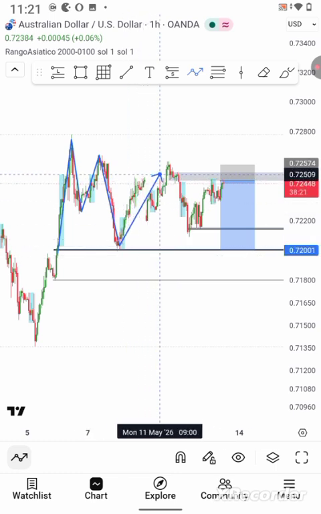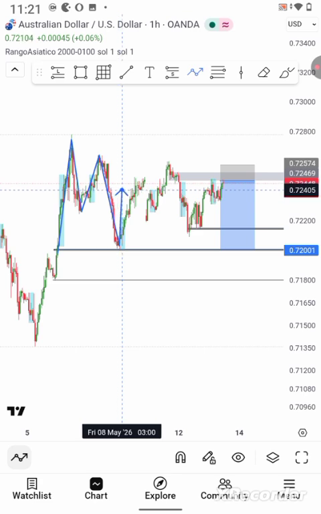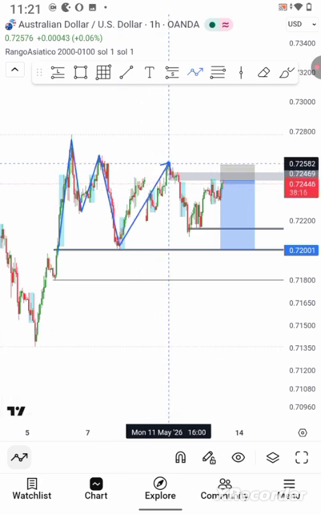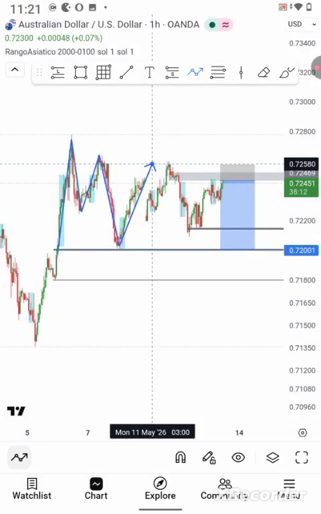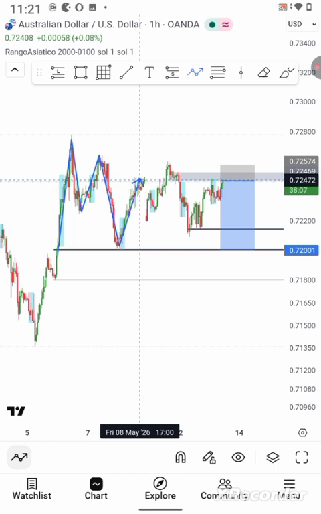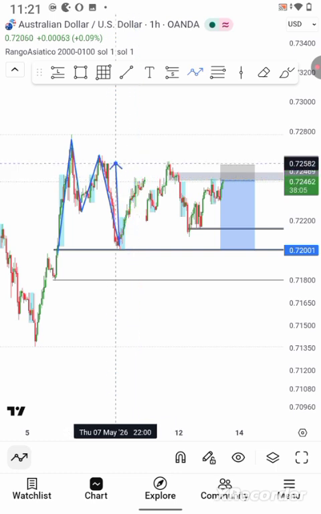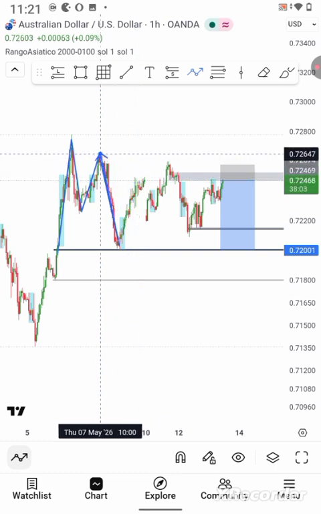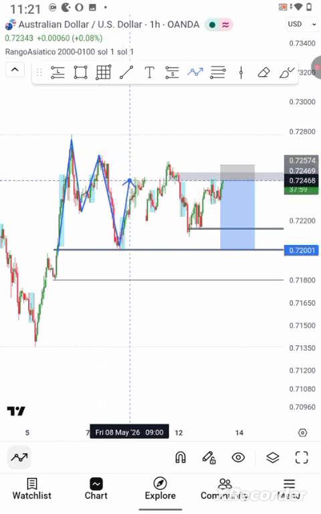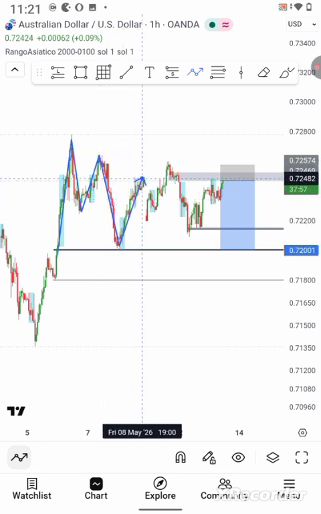So we go to this. There's another high again here. Are you seeing it now? So this now is an internal range liquidity. Are you seeing it now? Why is it internal? Because it's in between this lower high and this lower low. So this is internal high. Are you seeing it now?